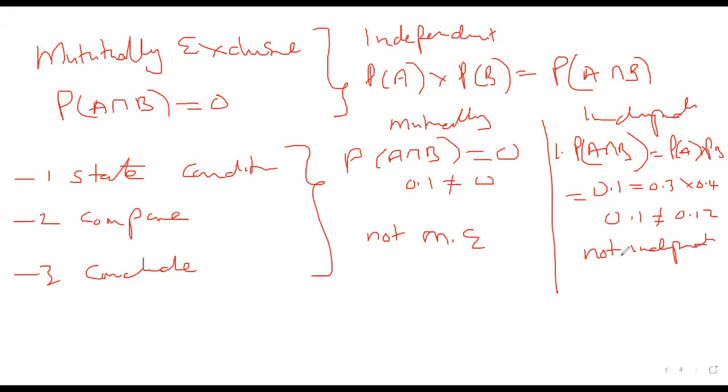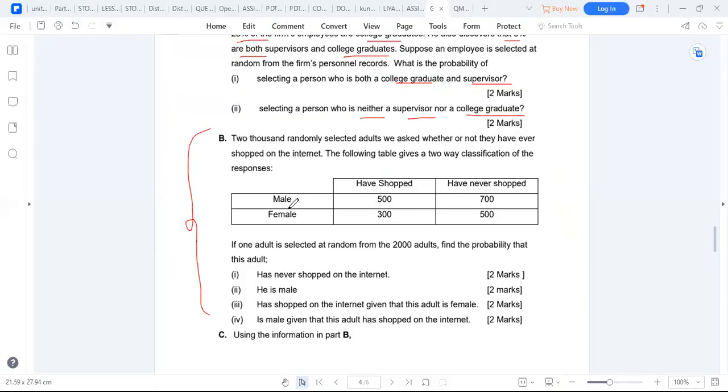So this is the same procedure that we're going to use to identify the relationship. We'll go back to our question here. So the first thing we do is to get the totals. We can call this male, letter M, female, letter F. We can call this shopped S, and this is never shopped N. So we're going to total up.